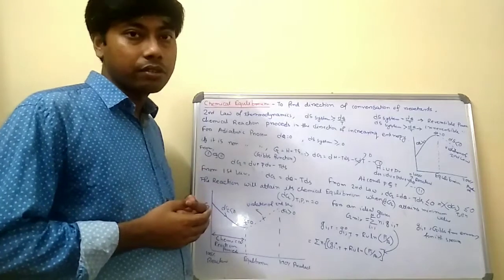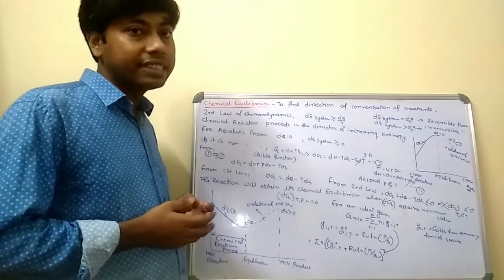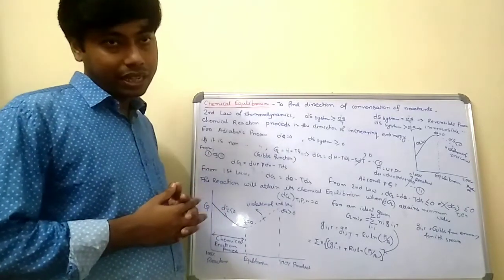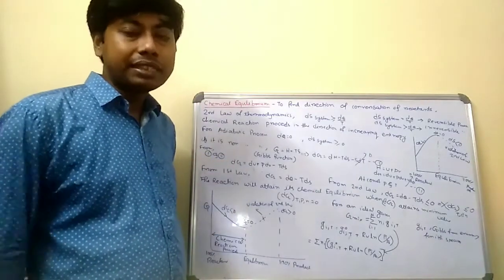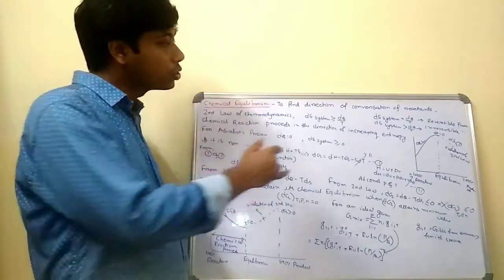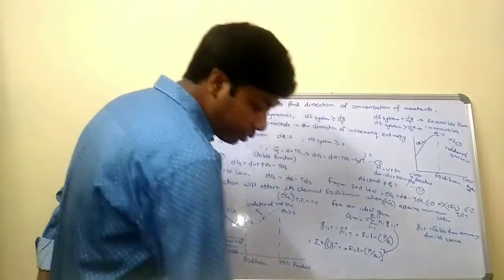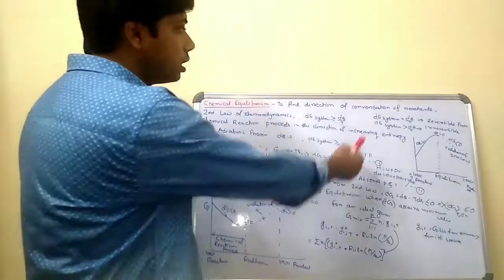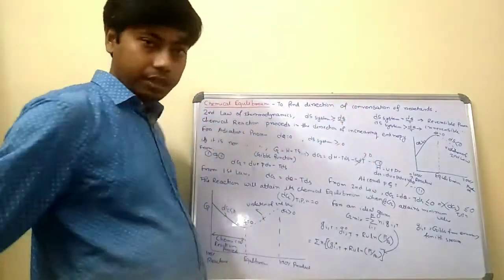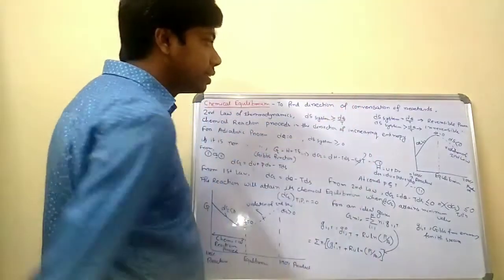From the second law of thermodynamics, we know that dS system, the change of entropy of the system, is greater than or equal to dQ by T. Here dS is the change of entropy, dQ is the amount of heat transfer, and T is the temperature.